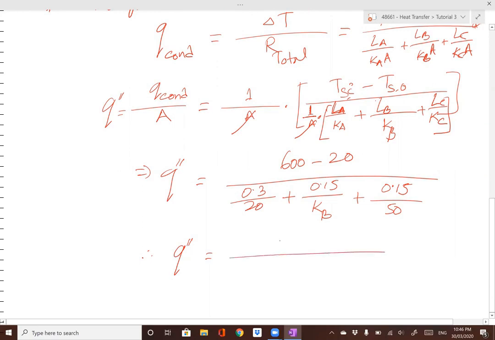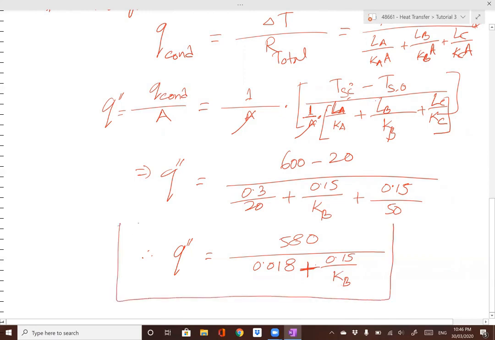So from here we'll get the heat flux through the composite wall. It will be 580 over 0.018 plus 0.15 over K for material B. So this one is the heat flux through the composite wall.